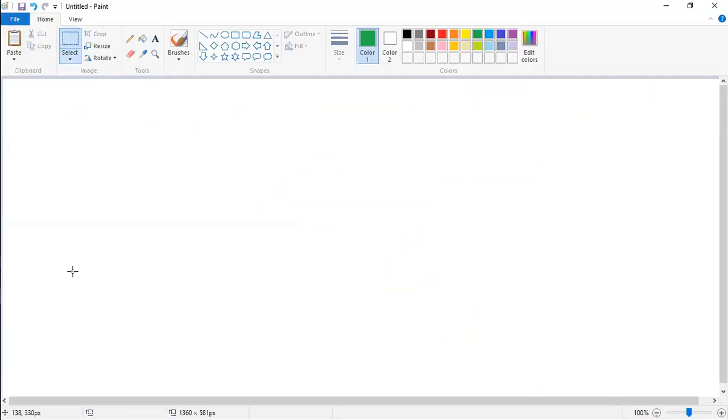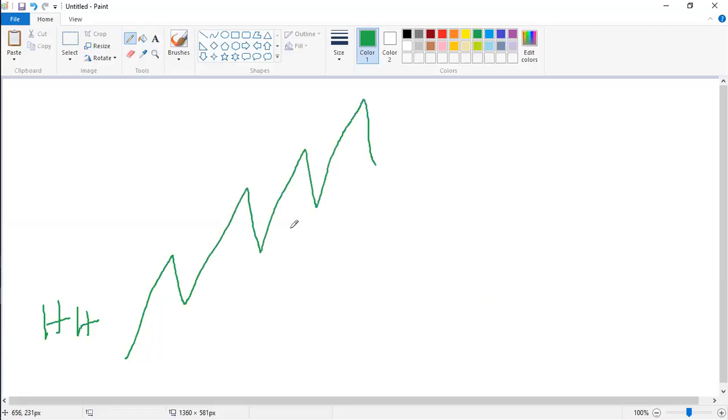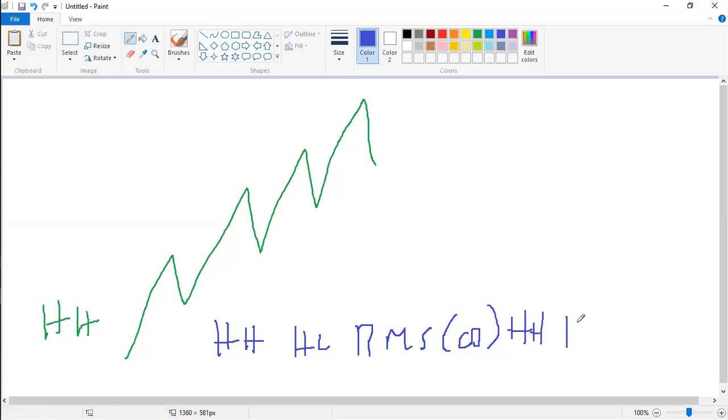For an uptrend, it's higher high, higher low, break market structure. Then look for the order block. Then now you can look for the new higher high and the new higher low, which is now our RTO. Then BMS, then order block again.